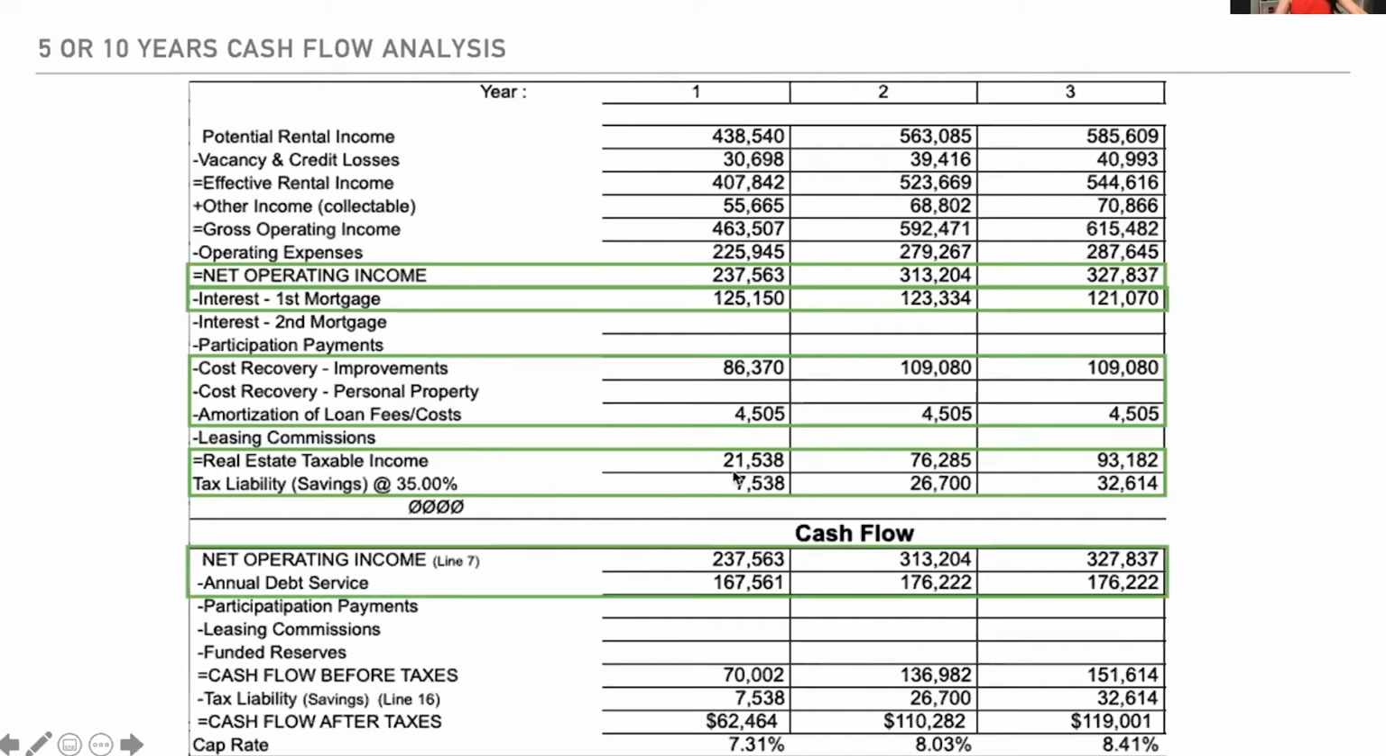And here we have the net operating income. Now we need to know, what is the cash flow, right? We have the net operating income, but remember, net operating income does not include mortgage payments. So that's why we have to subtract the annual debt service, which is the mortgage payment. Then we get the cash flow before tax. So net operating income minus your mortgage payments equals the cash flow. And then minus the tax liability here equals the cash flow after tax.